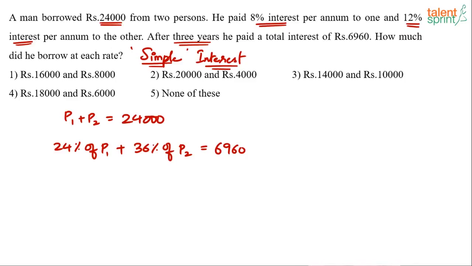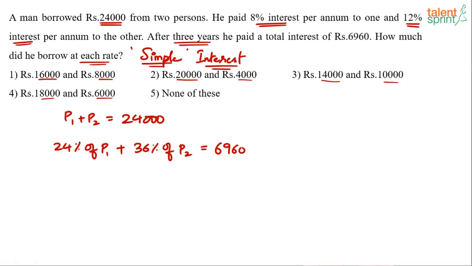But then there are other verifications that can be done. Since he's asking us to find out how much he borrowed from each person, you know that the total should be 24,000. So 16,000 and 8,000 is 24,000. Just check that. 20,000 and 4,000 is 24,000. This is also 24,000. So these options satisfy. Then if you don't want to solve the two equations, maybe you can take percentages. You take 24% of 16,000 and 36% of 8,000.